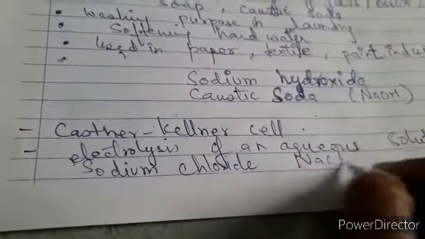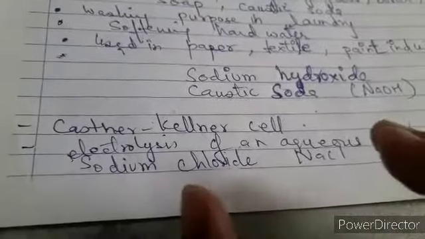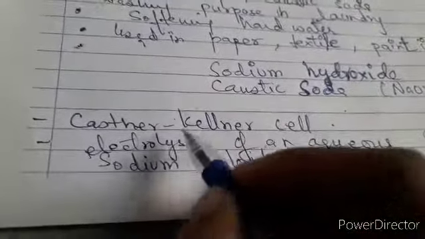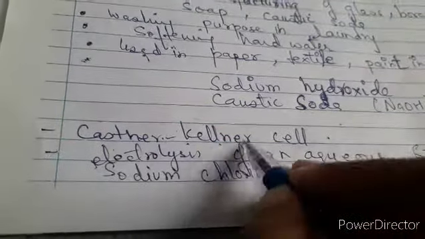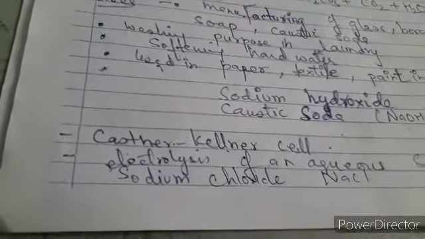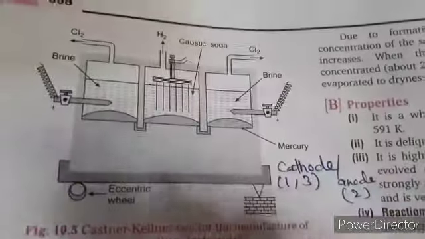that is NaCl, right? And this particular electrolysis is not done in beakers or a small container. A cell is used, and its name is the Kastner-Kellner cell. So we have to focus on how this cell looks and what things are there. Now you can see how this apparatus looks.